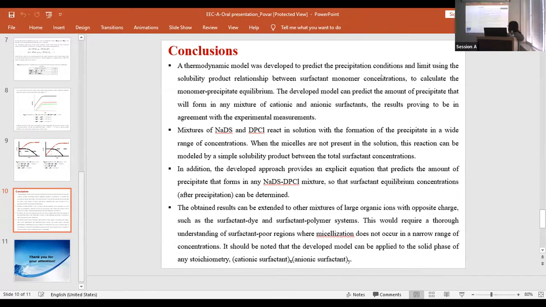And the result can be extended to other mixtures of large organic ions with open charge, such as surfactant ions, surfactant polymer system. Require a thorough understanding of surfactant population when civilization does not occur in a narrow range of concentrations. It should be noted that the developed model can be applied to the solid phase of any specimen. So, the surfactant X and the anionic surfactant Y.